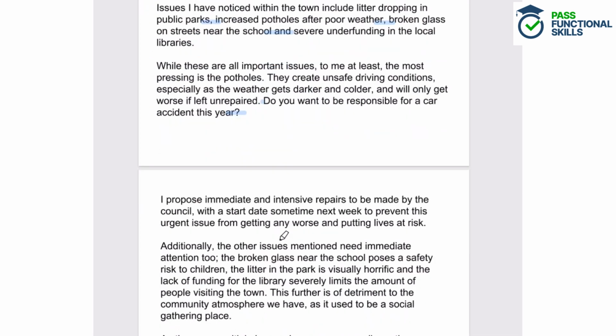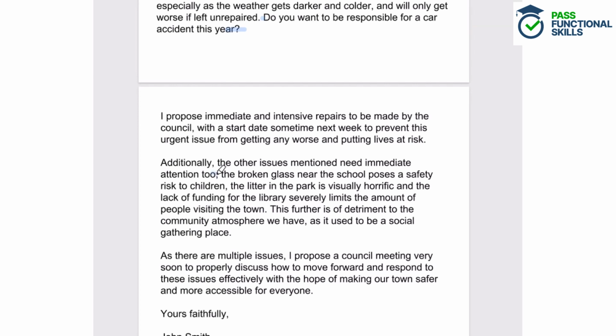We also have a semicolon. Now this is being used to join two related sentences together. So the other issues mentioned need immediate attention too, and then we've used a semicolon to talk about these issues.